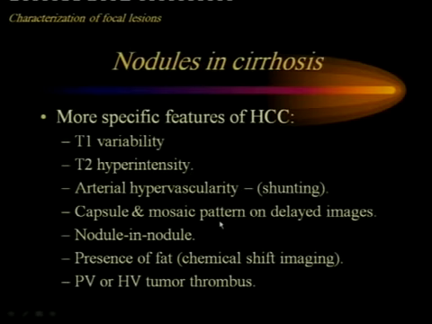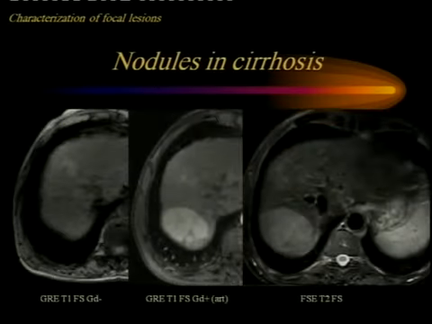Occasionally, you'll run into this nodule-in-nodule appearance, as I showed you an example of that earlier. The presence of fat sometimes may also be noted within hepatomas, and then also the associated finding of portal vein or hepatic vein thrombosis can be a strong indicator of the transformation to hepatoma.